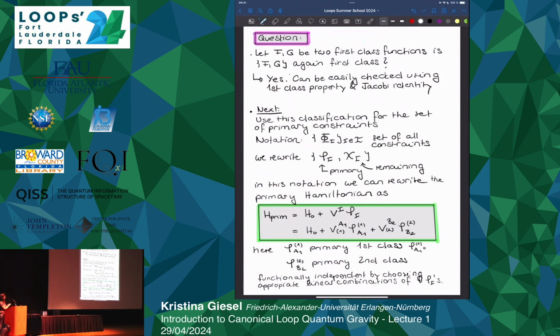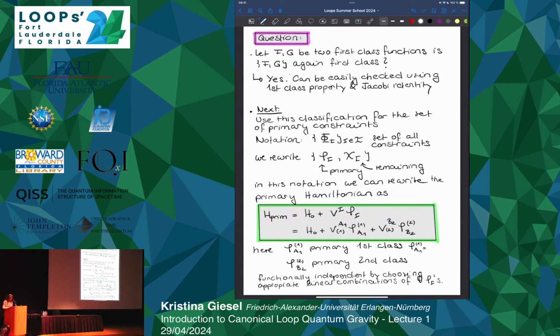Now, given two first-class functions, we can compute their Poisson bracket, and we can ask, is this again a first-class function? So is this in a sense closed? And yes, this can be easily shown by using the first-class property of your function, and the constraints and the Jacobi identity here. So this is a little problem you can do yourself. It's not hard to show that.